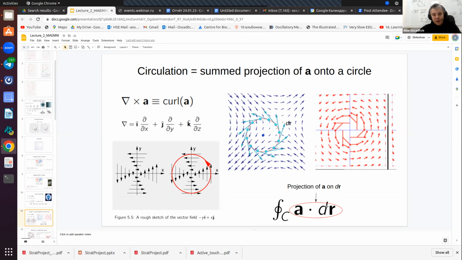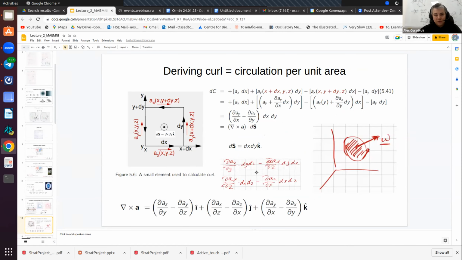right? And therefore, this integral is simply a summation of the vectors comprised in the field, projected on these elementary dr vectors, which are the tangential vectors to this circular contour, right? And that's what is called the circulation, and we are interested in the circulation per unit area, right? Let's see. So it's actually not very difficult.